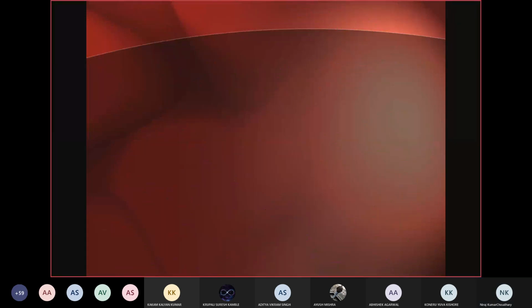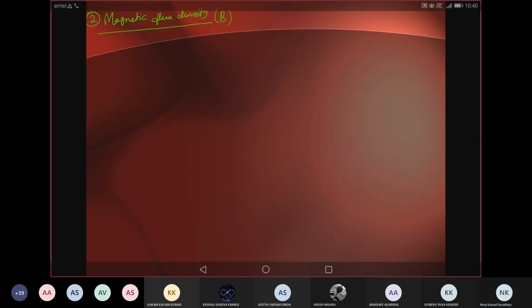next term used in a magnetic circuit is your magnetic flux density. Magnetic flux density, which is represented by B, capital B. Now density का मतलब क्या होता है? Density of anything cannot be defined without knowing the area of that magnetic material or anything.